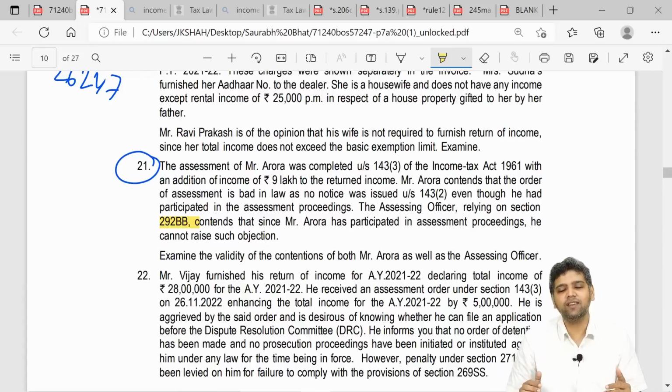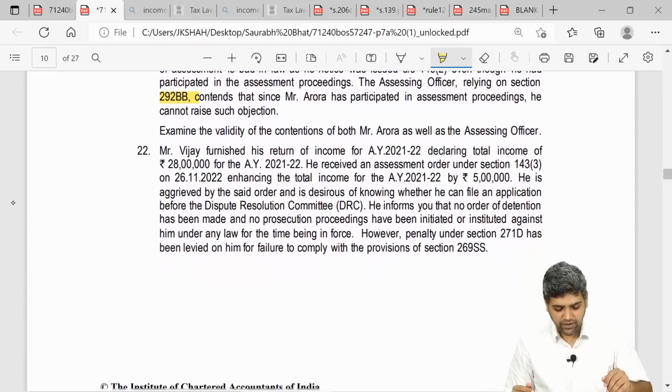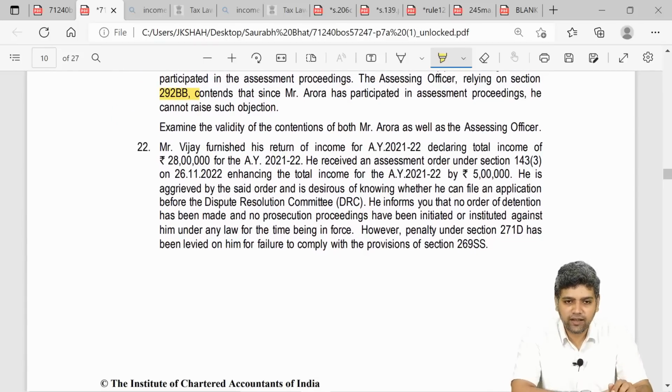Please don't do that, because in a paper based on law, if you write more, there are more tendencies that you will make mistake, and if you make mistake, you will lose out on your marks. Anyway, let's proceed on to the next question. I hope question 21, we have covered question 21 in class. So I hope that's clear to everyone.